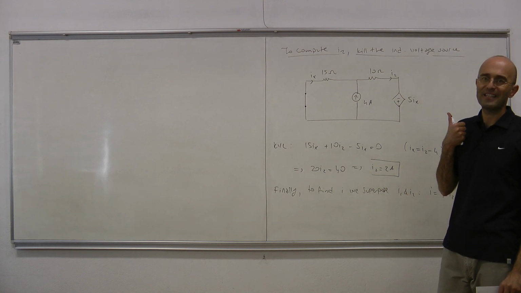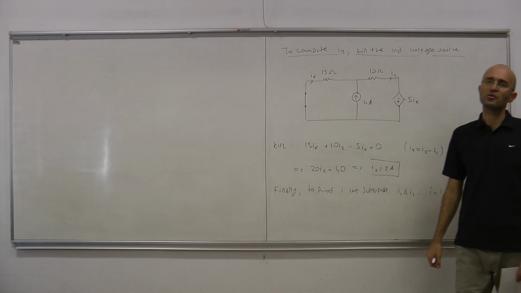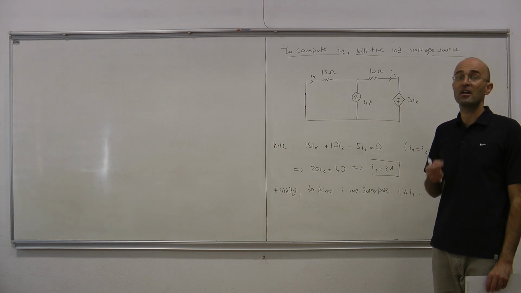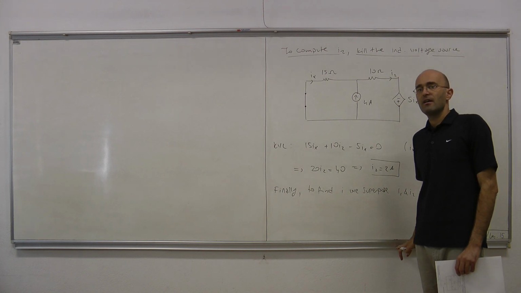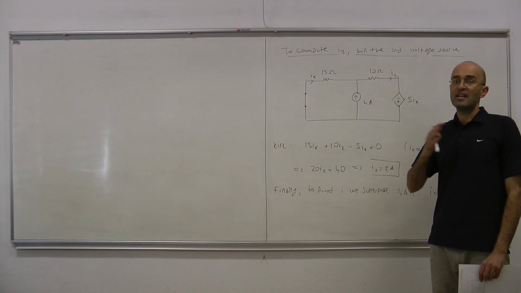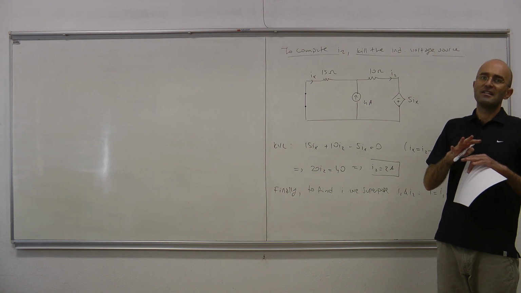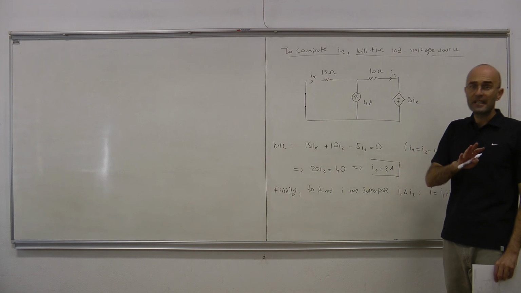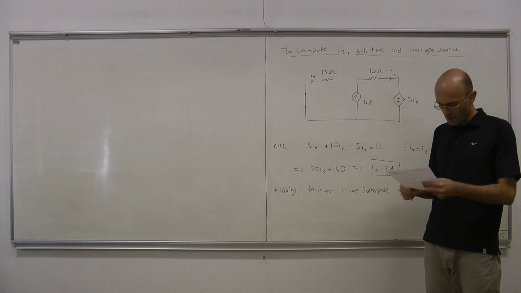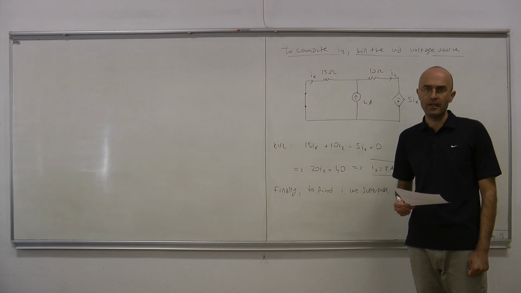Okay. So remember that killing an independent voltage source means replacing it with a short circuit, and killing an independent current source means that we replace it with an open circuit. Okay. As for dependent sources, they are not inputs, so killing them is out of the question. You never touch dependent sources. Okay, let's now move on to another example.